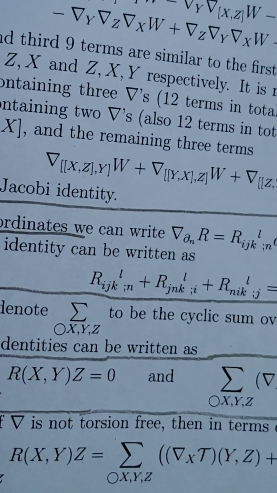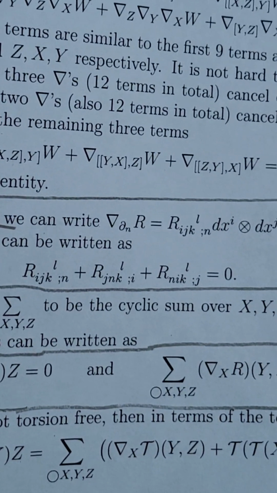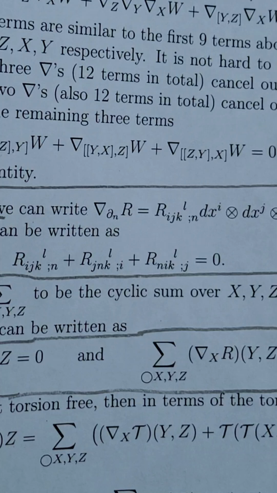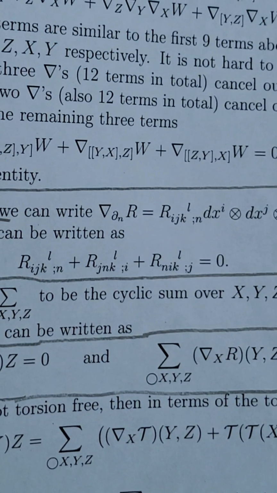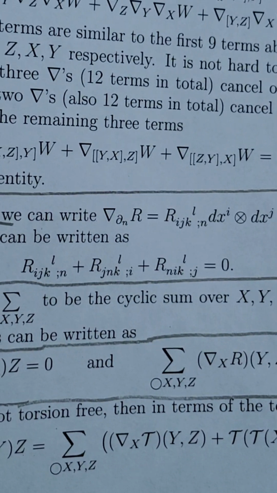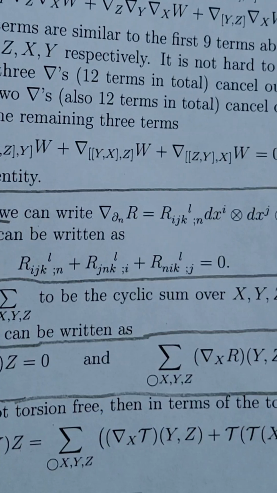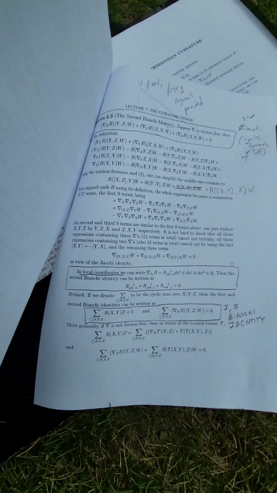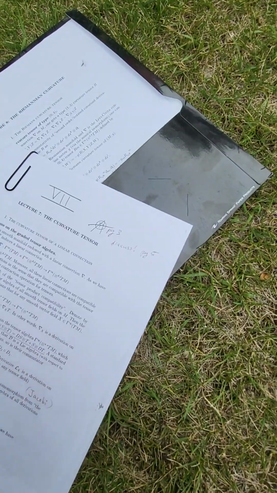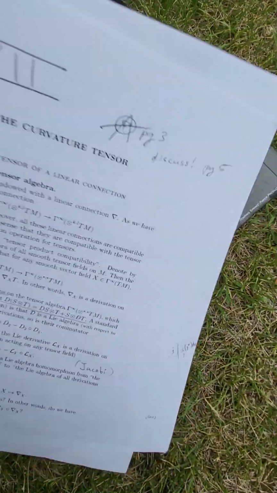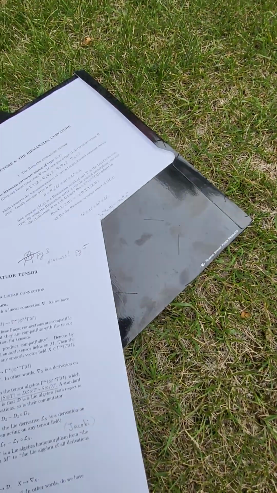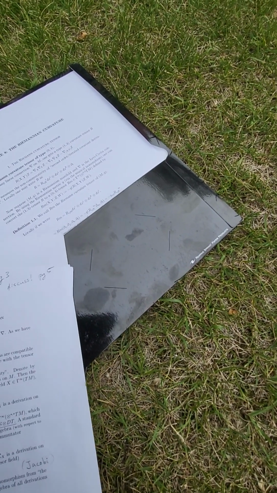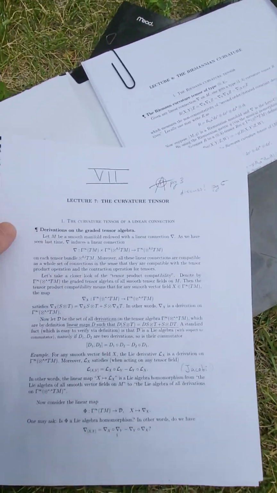Then the second Bianchi identity can be written as this. You see, the third index is fixed. The k and the l indices are fixed, and we do a cyclic summation over i, j, and n, and we get 0. Now I'm just going to quickly show you the lecture notes, and you can pause the video and review the formulas or anything that you want to review.